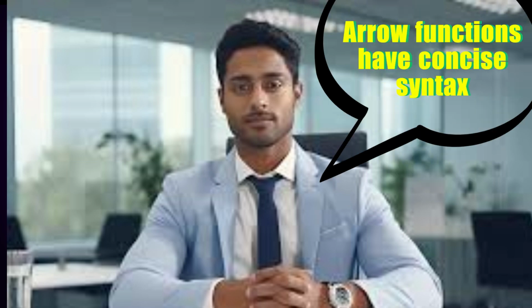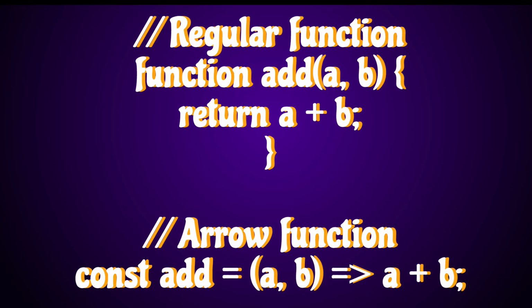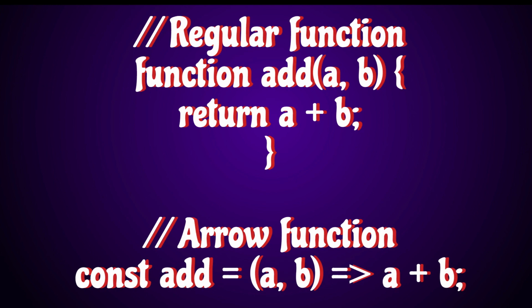First, let's look at the syntax. Arrow functions have a more concise syntax. With arrow functions, if you have a single expression, you can skip the curly braces and the return keyword. This is known as implicit return. Have a look at the code.